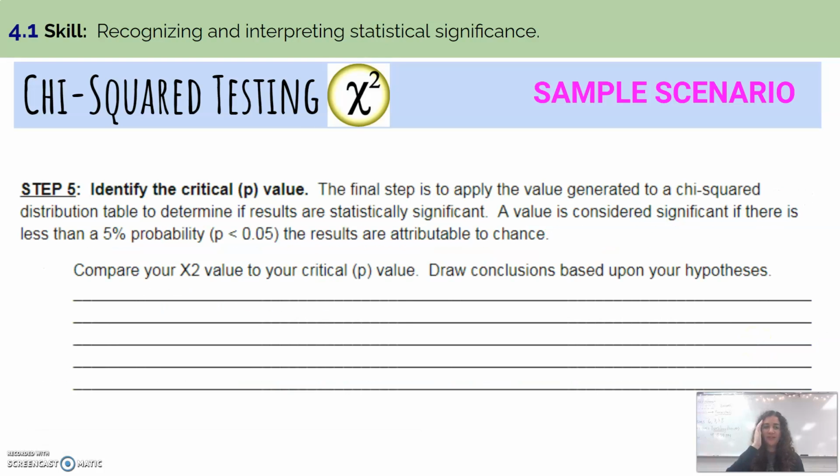Last thing we need to do is identify the critical value, which is also called the p-value. This is the final step, and you have to apply the value generated to a chi-squared distribution table to determine if the results are statistically significant. So the value is considered significant if there's less than a 5% probability, or p is less than 0.05, that the results are attributable to chance. So that's why we use the p of 0.05 for our chi-squared tests.